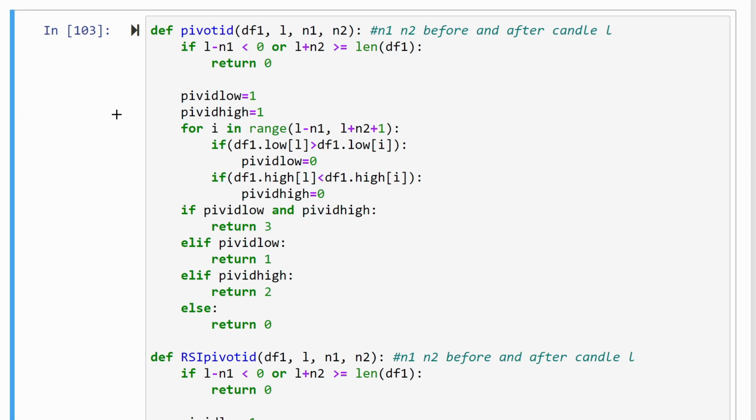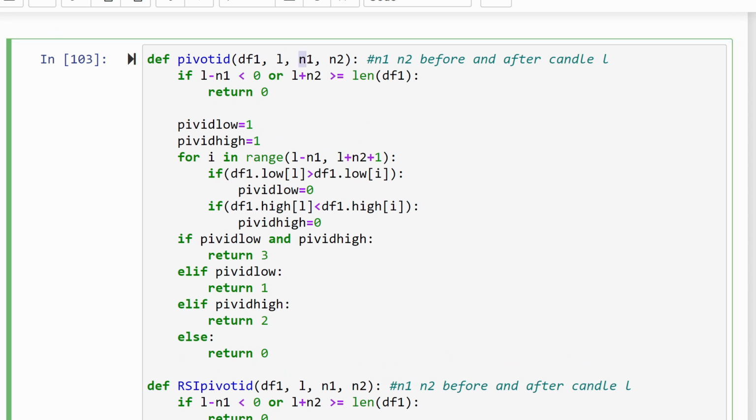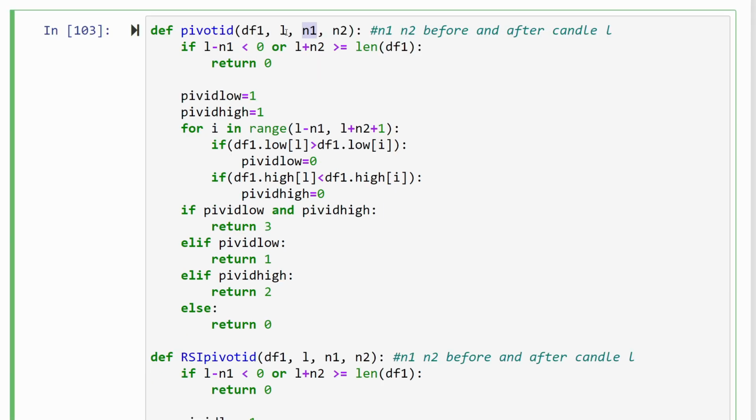Then I'm going to define a new function called pivot ID that would detect the pivot points within my candle data. So it takes a data frame, it takes a candle ID, like an index of the current candle I'm interested in, the number of candles preceding the candle that I'm going to test, and the number of candles coming after the candle that I'm interested in.